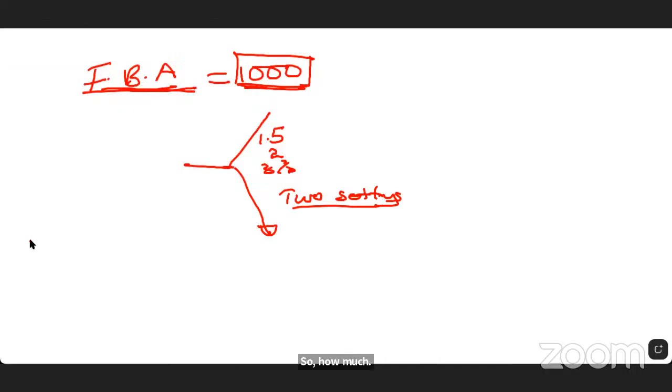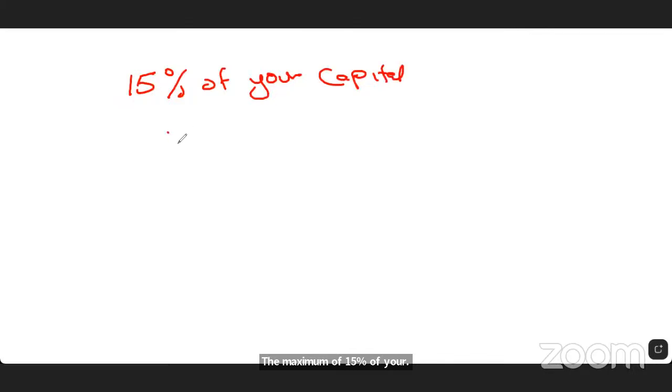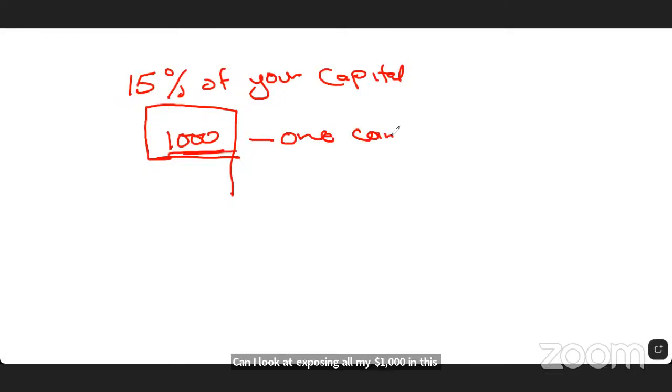I usually say the best strategy is always the maximum of 15% of your capital. So if my capital is $1,000, I have a question. If I only have $1,000, if this is the only money I have, can I look at exposing all my $1,000 in this one coin? I need some answers in the chat. All I have is $1,000. Can I look at exposing all my $1,000 in this one coin? Let me know in the chat.